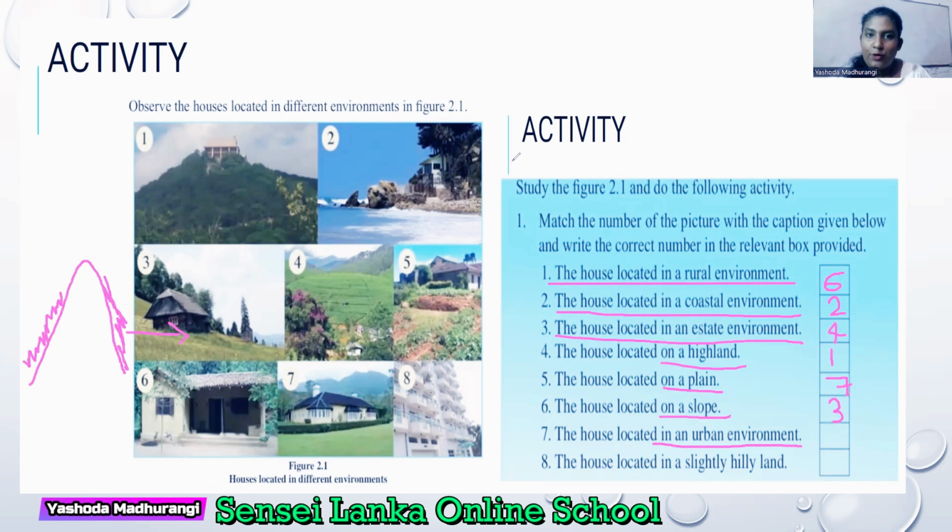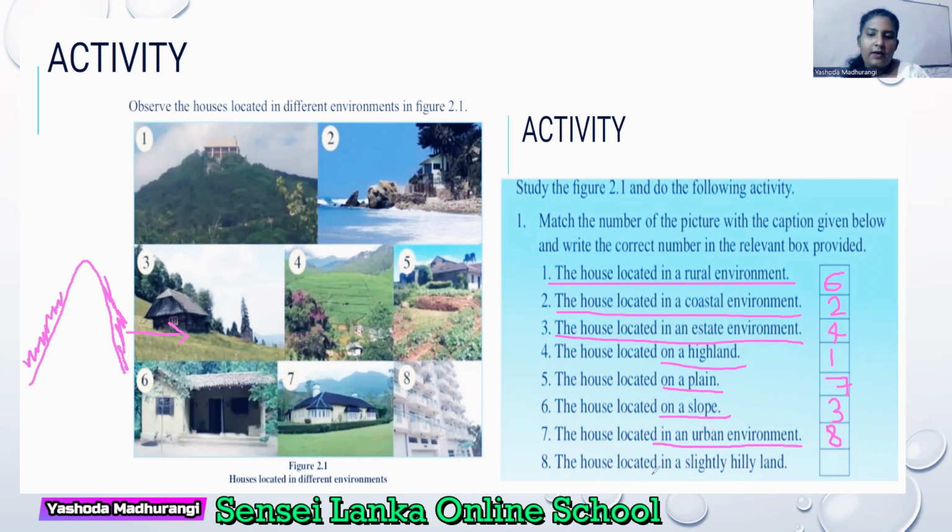The house located in an urban environment. Earlier I explained to you, in a city. The white color house I showed you earlier. So number 8 is suitable for urban environment. No trees, very big and tall buildings are there, compact with each other, very busy.